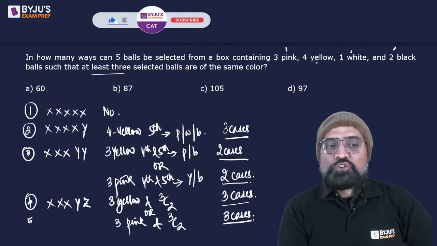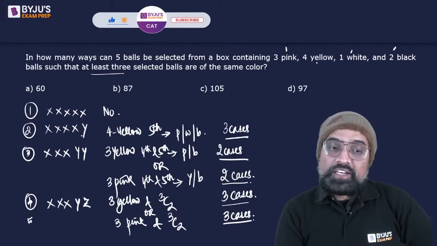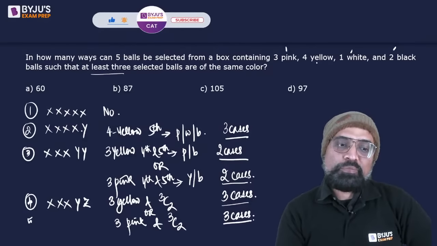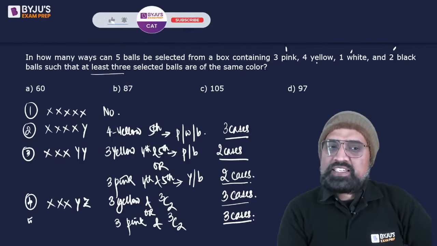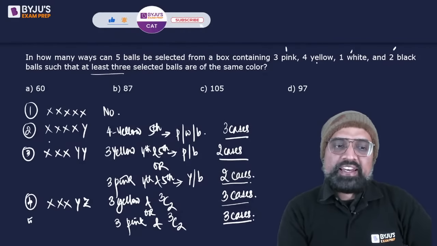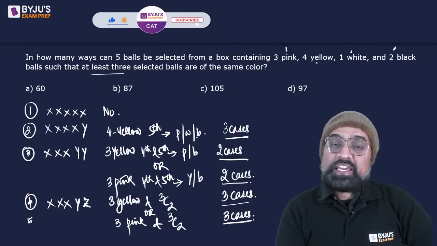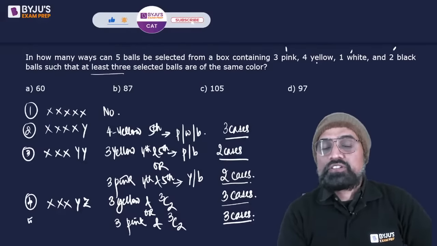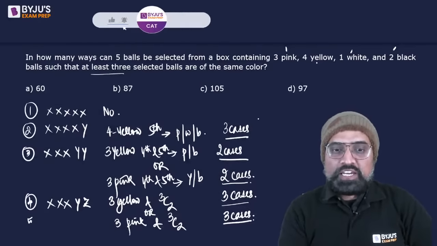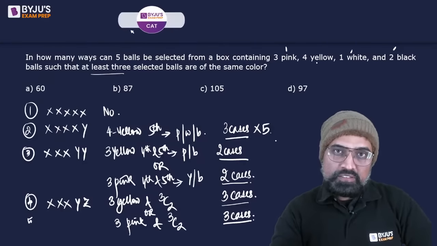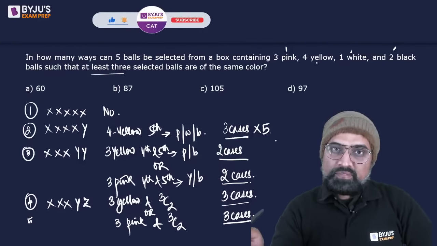Okay, if we have 4 balls which are yellow in color and the 5th one is going to be pink or white or black, how many cases can we have? So this Y can come at any one of these places, right? As in the pink, yellow, white or black could be the first ball or the second or the third or the fourth or the 5th. So can we say there are going to be 5 cases further for each of these cases? Right?